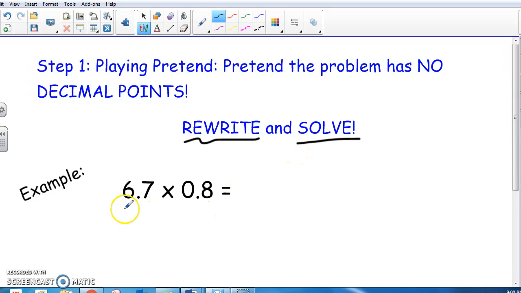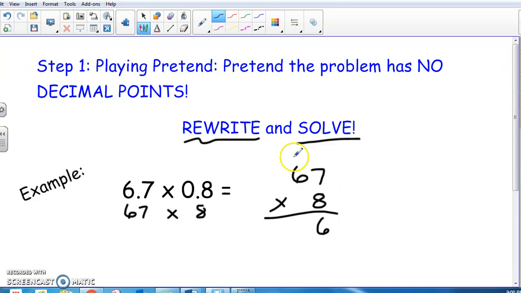So let me show you what I mean here. Instead of 6 7/10, we're going to pretend that it is just the number 67. And instead of 0 8/10, we're going to pretend the number is just 8. And so instead of 6 7/10 times 8/10, we're going to solve the problem 67 times 8. And this is why we've been practicing multiplying whole numbers. 8 times 7 is 56. Put the 6 down, carry the 5. And 6 and 8 went on a date. 6 times 8 is 48. Plus 5 more is 53.